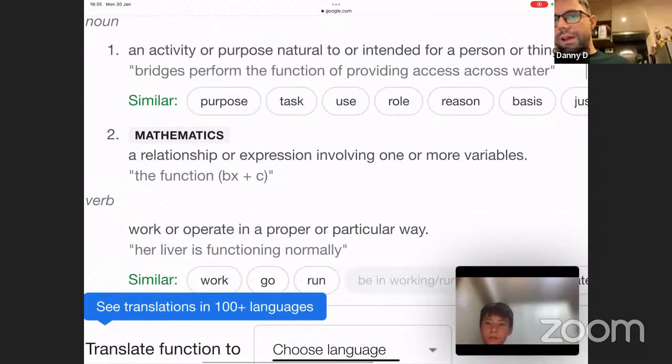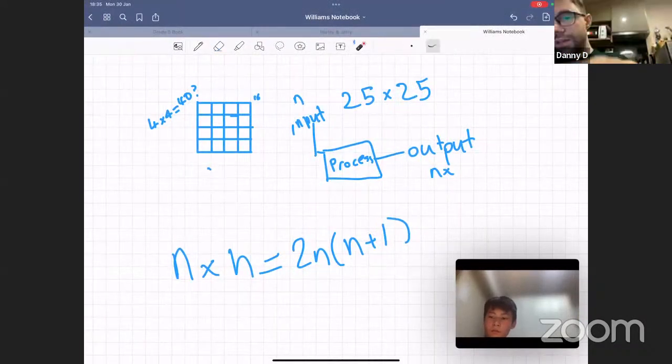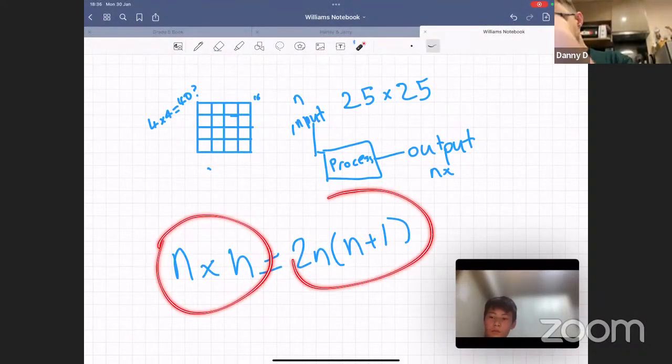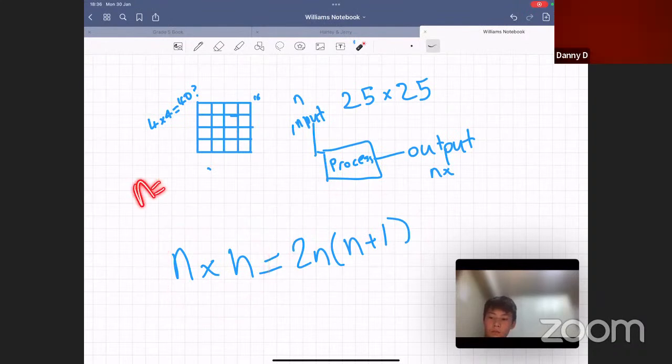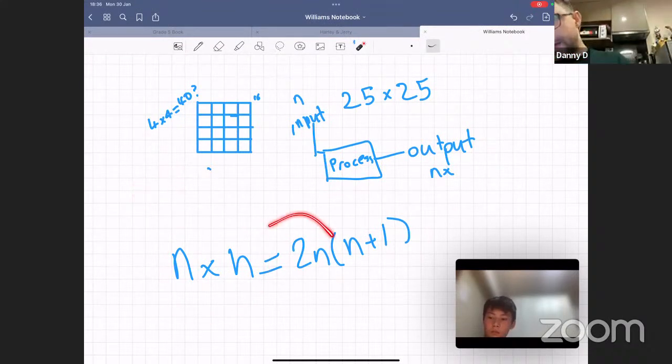But yeah, in mathematics, a relationship or expression involving one or more variables is a relationship. So the relationship of this is that if we put any number into here, whatever the n equals, it's going to turn it into that. So this is actually the function. Yeah, this here, 2n plus 1. Yeah, I would say like that.